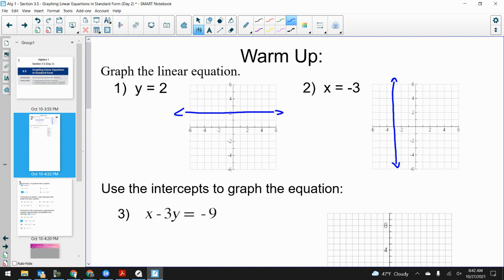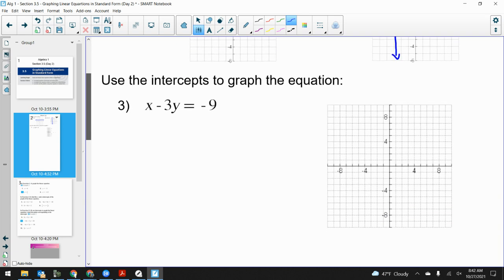Okay. So use the intercepts to graph the equation. We talked yesterday about standard form. Remember standard form being ax plus by equals c: a number times x plus or minus a number times y is equal to a constant on the end. So x minus 3y is equal to -9.